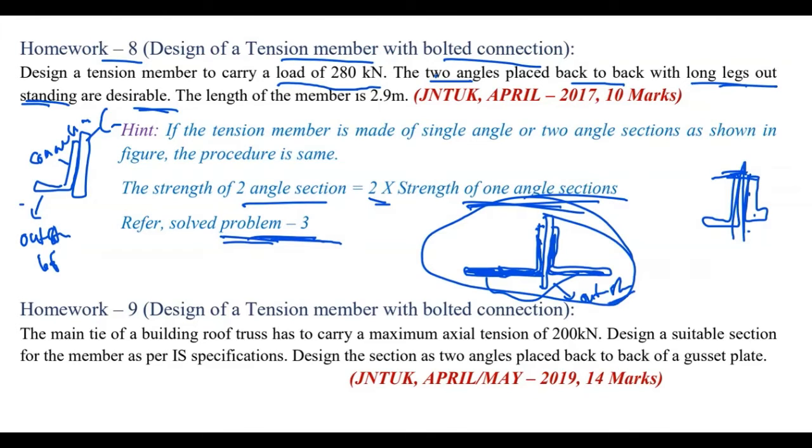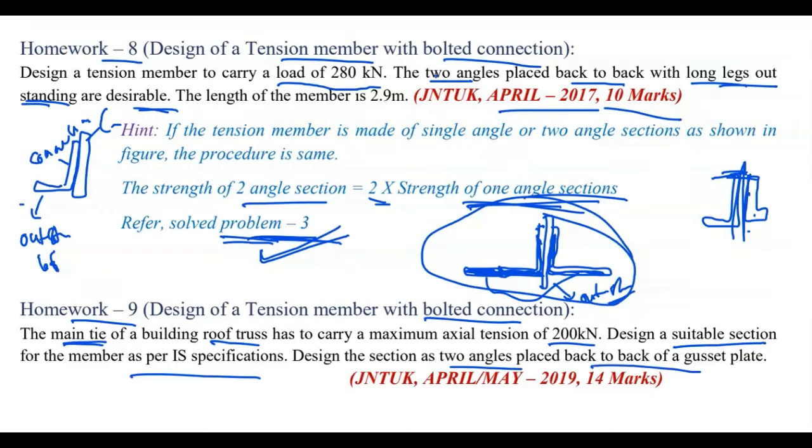Okay, so you will understand when you solve this problem and refer to problem number 3. Try to solve it and check the answer, and it is given for 10 marks in your previous examination in April 2017. And problem number 9 as a homework is also similar to that. Here it is just a roof truss tie member or chord, take 200 kilonewton, select a suitable section as per IS specifications, and the same two angles placed back to back.